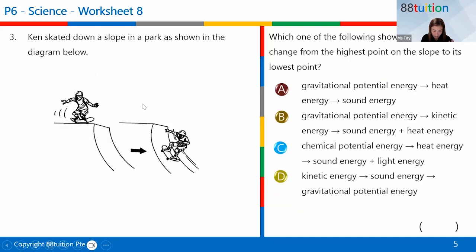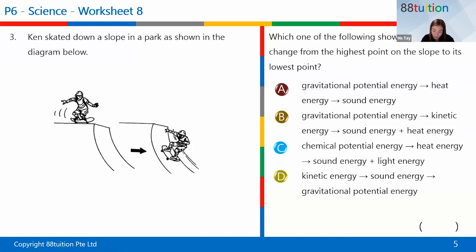Good. Next. Now, Ken skated down a slope in a park, as shown in this diagram here. At first he was right at the top, and after that, he was skating down this slope. Which of the following shows the energy change from the highest point on the slope to its lowest point? Let me see your answer first. Not bad. Only 1% got this wrong.